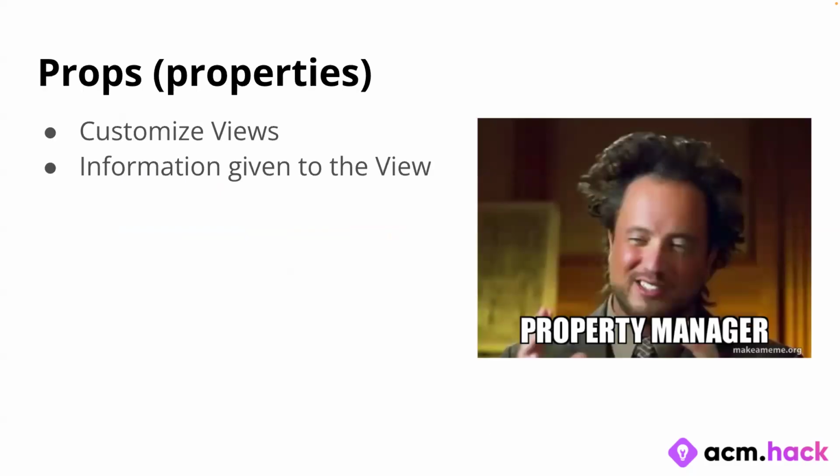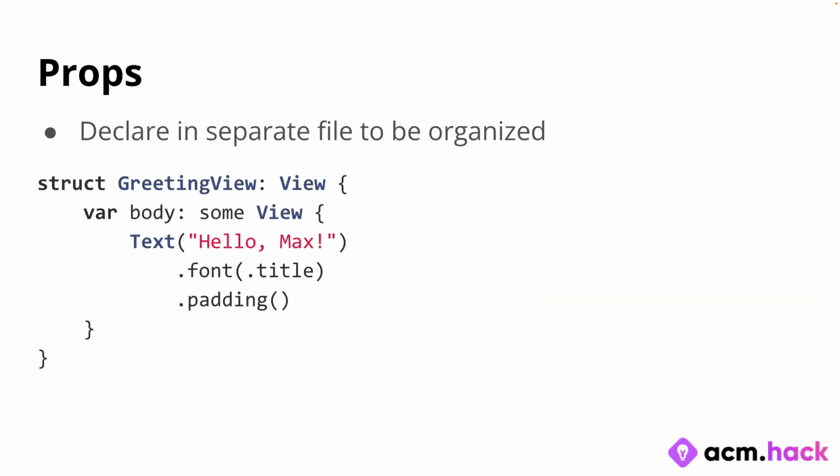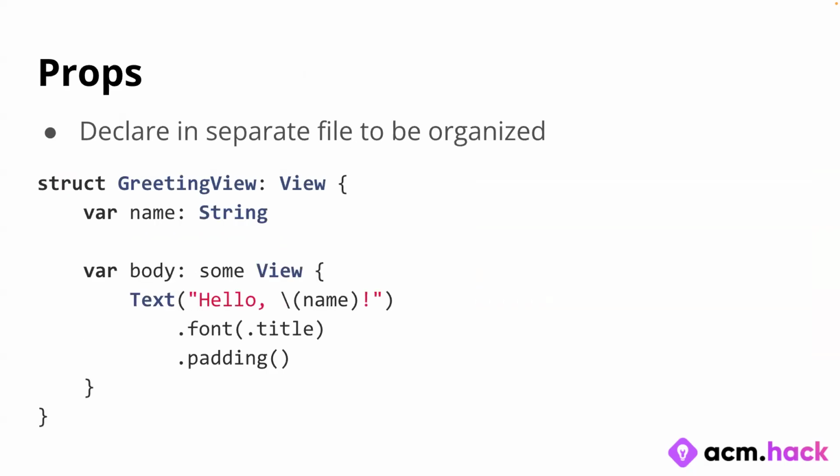We also have something called props, short for properties in SwiftUI, which is basically what you use to customize views. It's just information that you give to the view. So if we go back to our example with the greeting view, hello Max, if you want to make this more versatile, maybe make it possible to use with different names, you would do that like this. You would declare a variable of type string here. In this case, it's just called name. And you can then use this variable in your code by using this syntax down here.